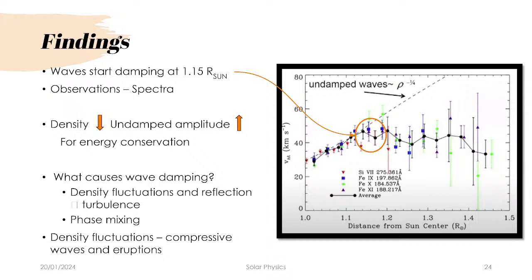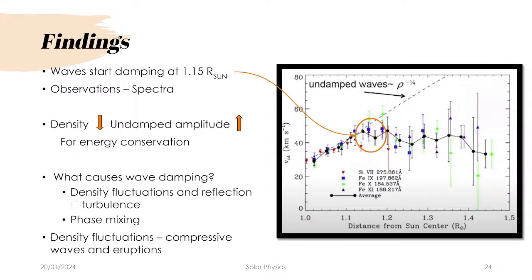Okay. So now we see that the density, for energy conservation as I had mentioned, when density decreases, your undamped amplitude should actually increase, but then you see a decrease. So we know that there is damping at about 1.1 to 1.2 solar radius. So what is causing this damping?